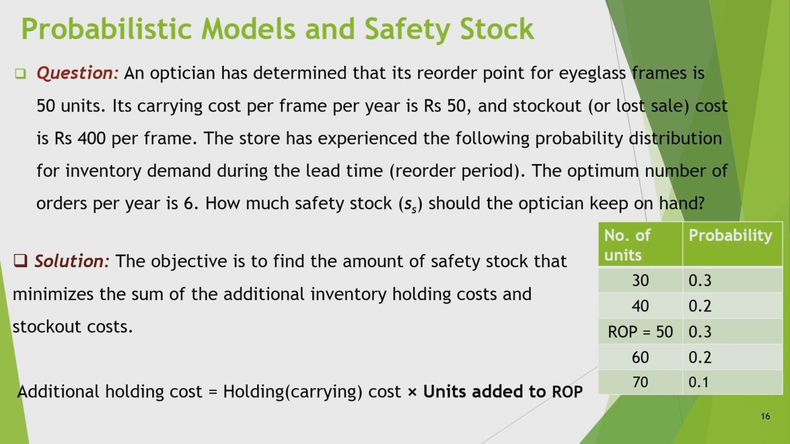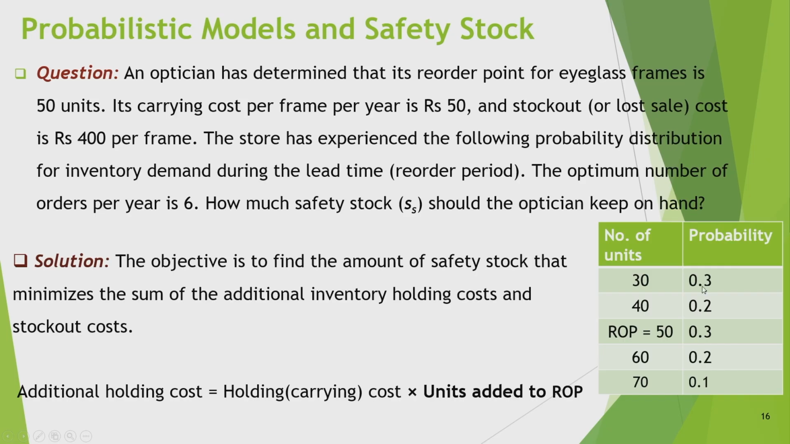Suppose an optician has determined that its reorder point for eyeglass frames is 50 units. Its carrying cost per frame per year is rupees 50. Carrying cost means inventory holding cost, and stock out or lost sale cost is rupees 400 per frame. That means he would have got a profit of 400, but he is missing that. The store has experienced the following probability distribution for inventory demand during the lead time, that means during the reorder period, in number of units.